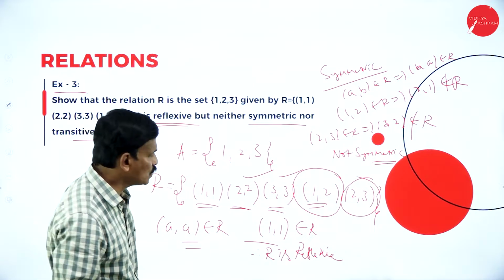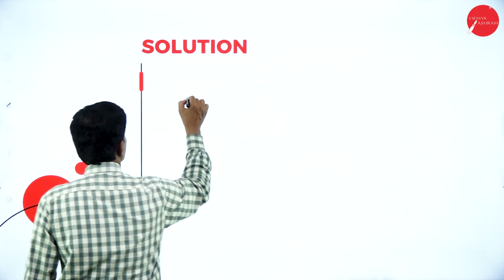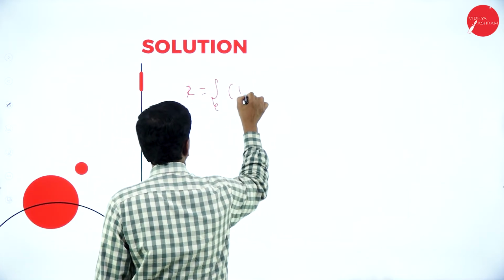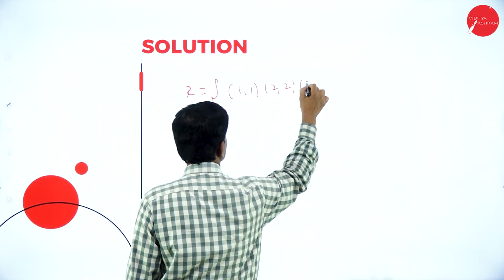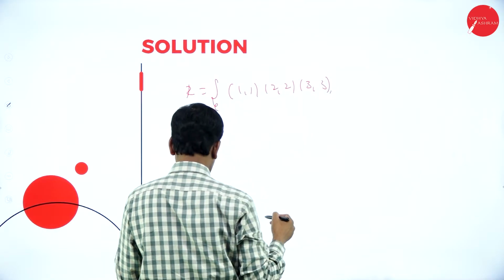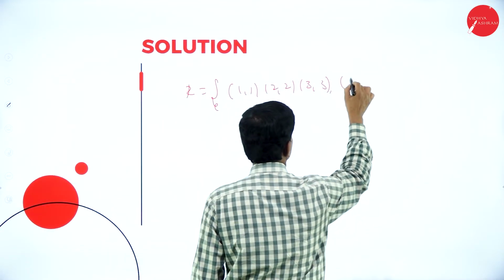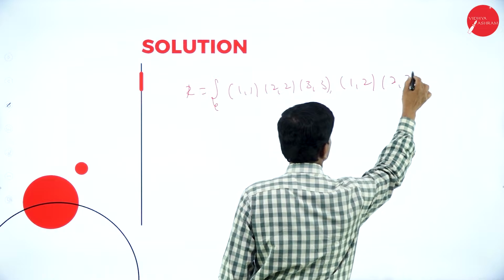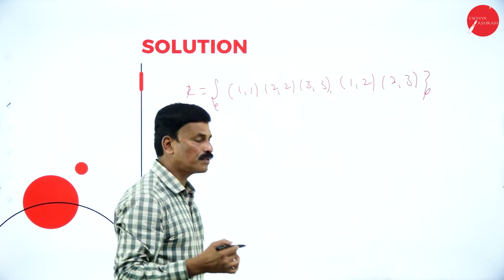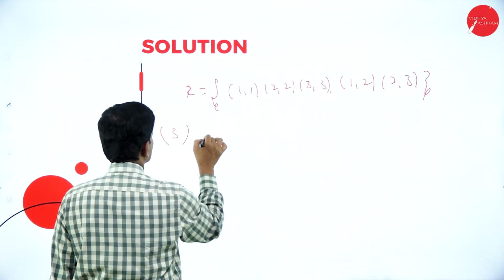Now, verify the transitive property. What is R? We have R = {(1,1), (2,2), (3,3), (1,2), (2,3)}. Now, verify the third property. The third one is the transitive.